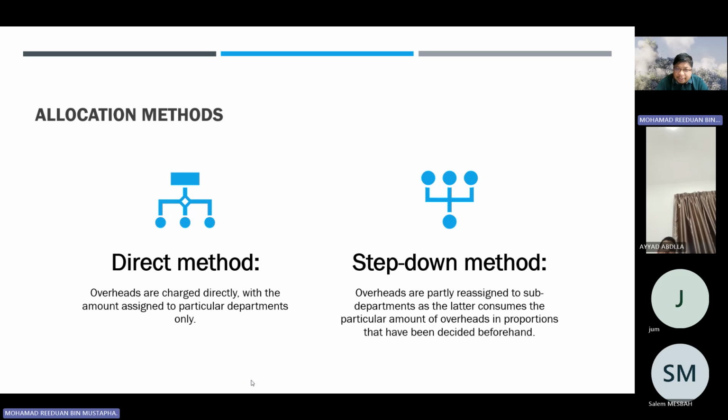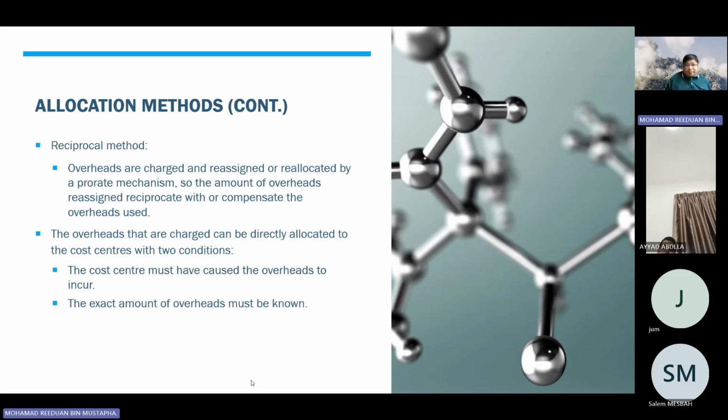And then the step-down method: overhead is partly reassigned to the sub-department as the latter consumes a particular amount of overhead in the proportion that has been decided before. So this is being used frequently. Okay, so allocation method, this is the reciprocal method. So overhead is charged and reassigned or reallocated by the mechanism, so the amount of overhead reassigned reciprocates or compensates for the overhead used.